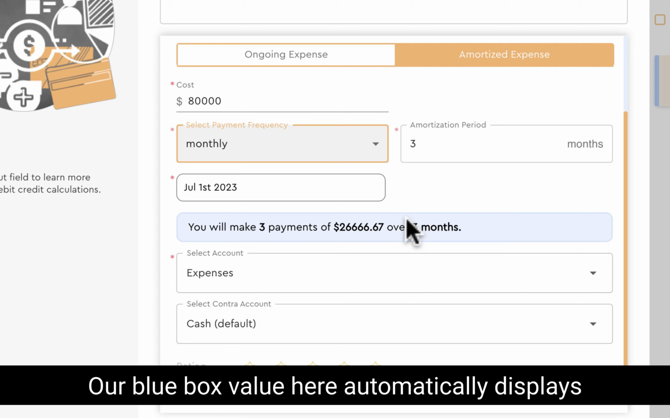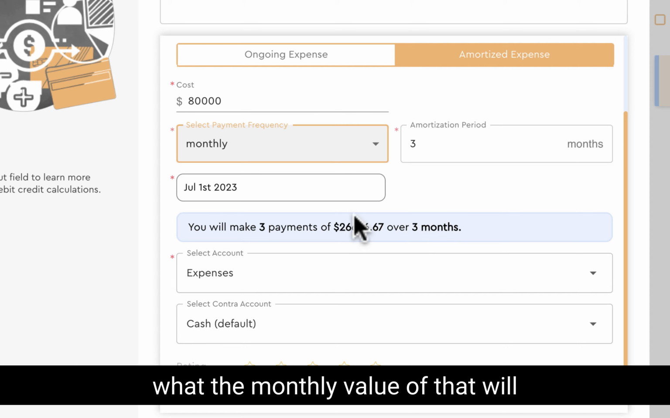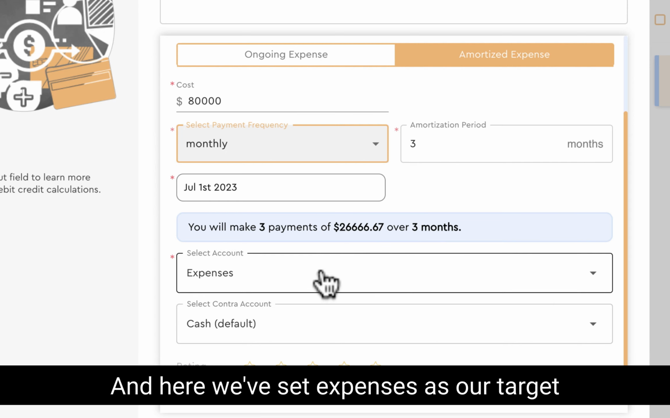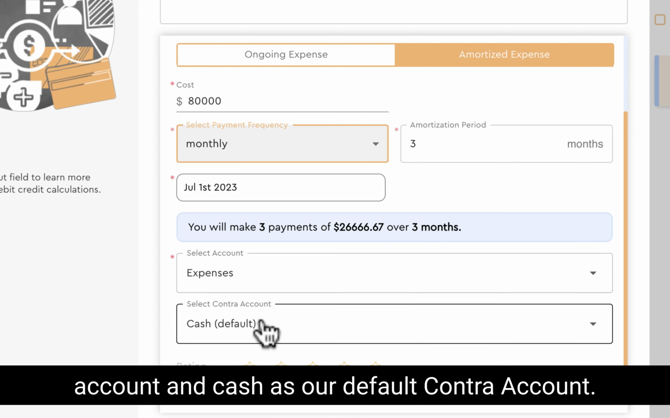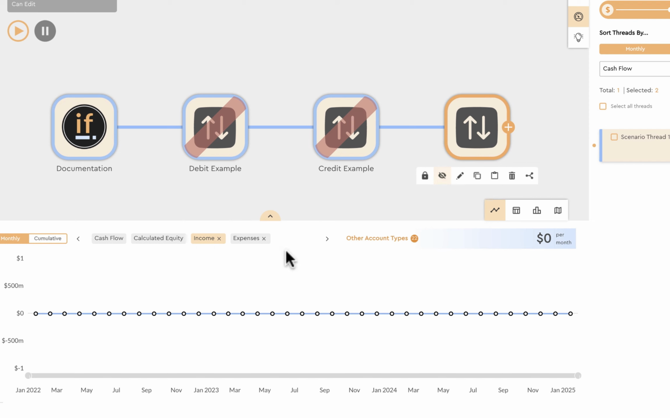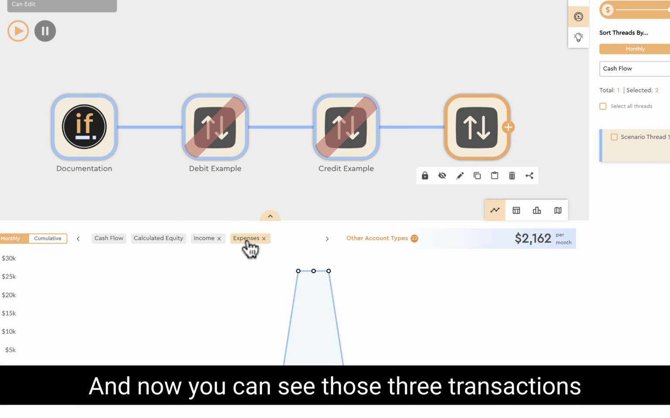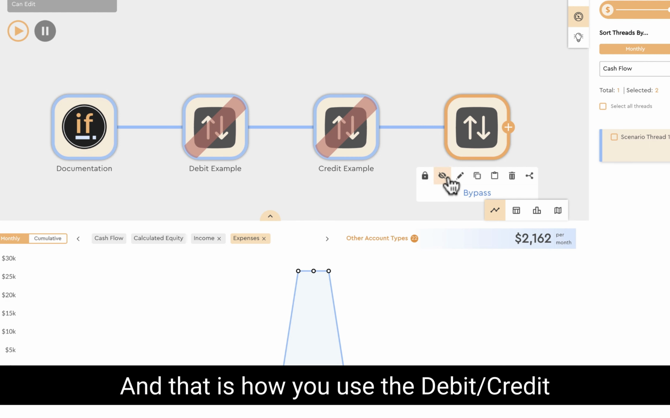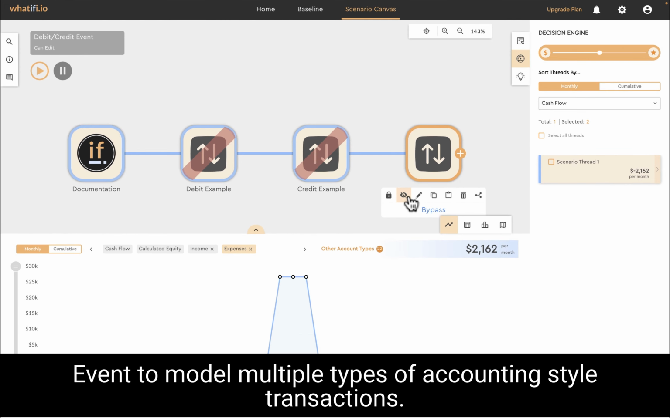Our blue box value here automatically displays what the monthly value of that will be over this period of time. And here we've set expenses as our target account and cash as our default contra account. And now you can see those 3 transactions spread over 3 months, $80,000 divided by 3. And that is how you use the debit credit event to model multiple types of accounting style transactions.